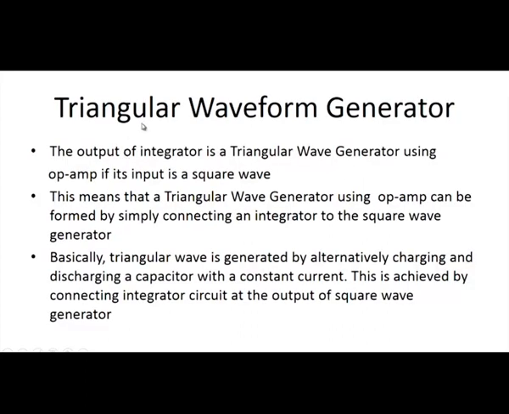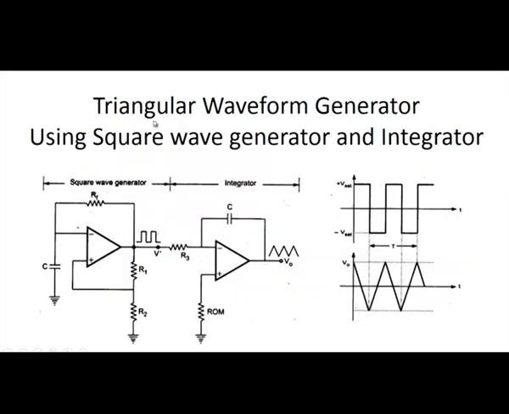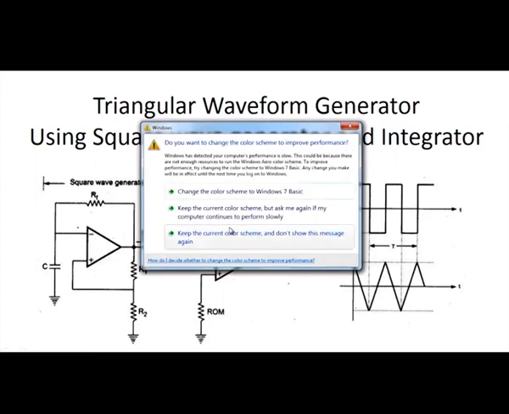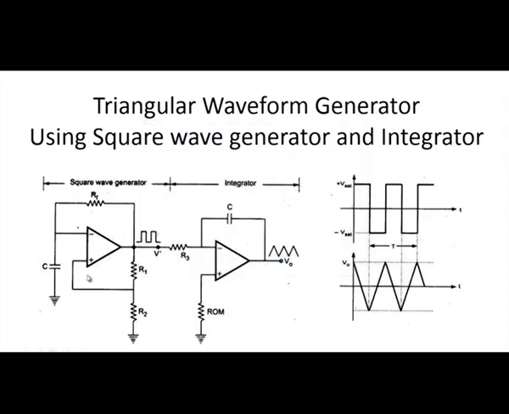There are several methods to form a triangular waveform generator, out of which we are going to discuss only two methods. The first one is the triangular waveform generator using a square wave generator and integrator. When you see the circuit, the first stage is a square waveform generator, which is an astable multivibrator.